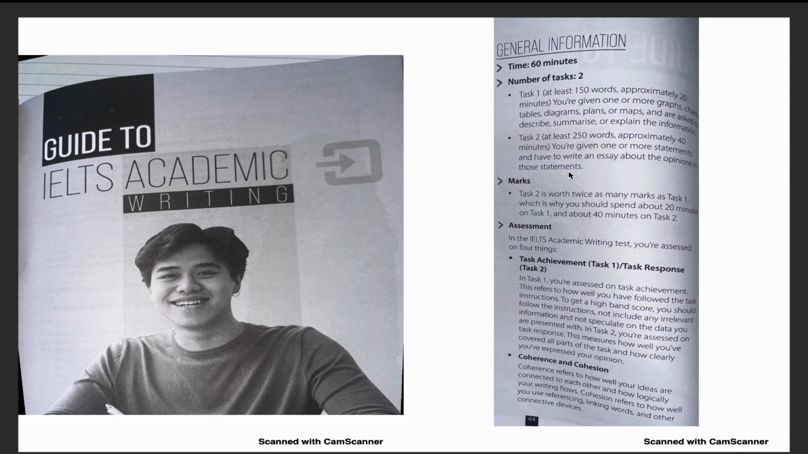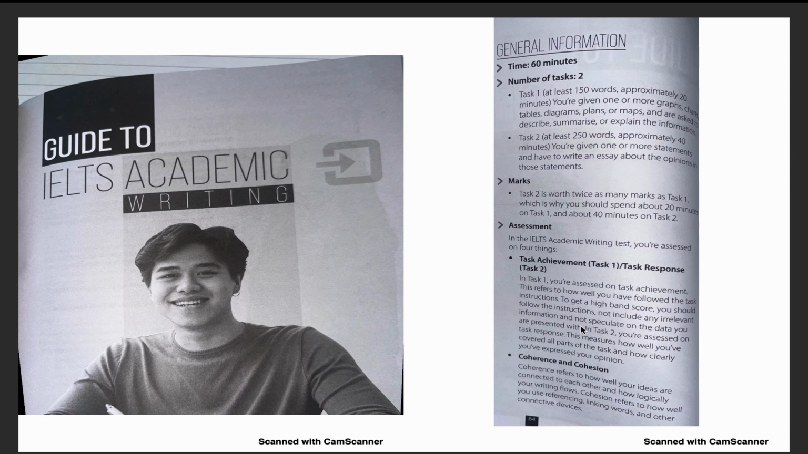Okay, so what's the difference between task 1 and task 2? In task 1, you are assessed on task achievement. That means how well you have followed the task. To get a high band score, you should follow the instructions and not include any irrelevant information, and not speculate on the data you are presented with. In task 2, you are assessed on how the task is responded to. So it measures how you've covered all parts of the task.